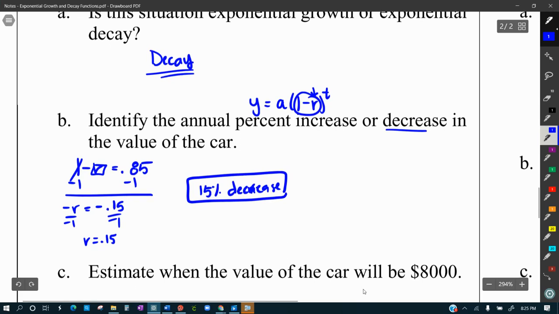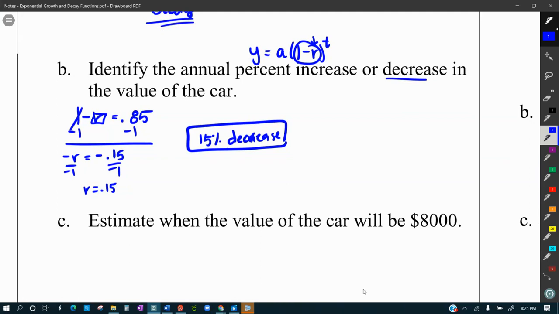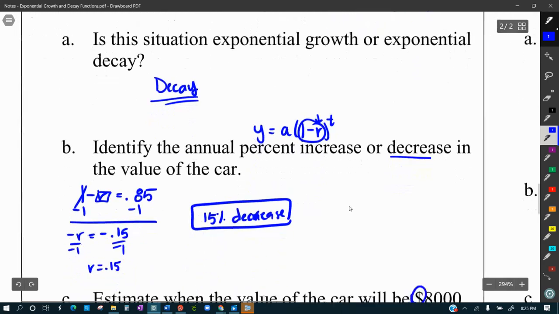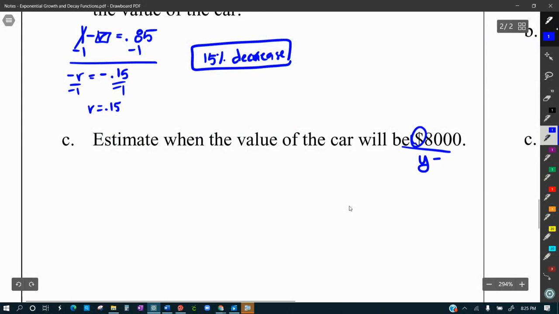Letter C, estimate when the value of the car will be $8,000. So we do know that they are in fact giving us the value of y because we're talking about money. The thing is, though, if I look back up at the top, it said the value of the car y in thousands of dollars. So y was in thousands of dollars. So that means y is not really 8,000. My y is really simply just 8. So if I look at my equation with 8 substituted, we have 8 equals 25 times 0.85 to the t.